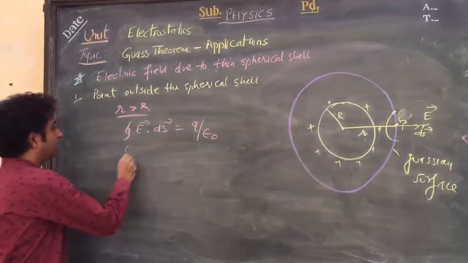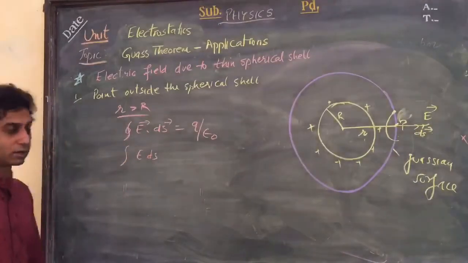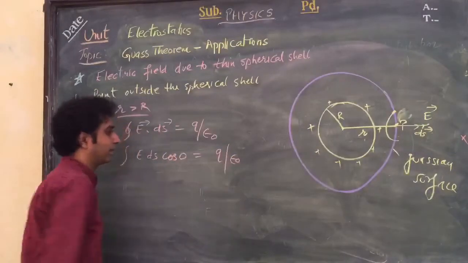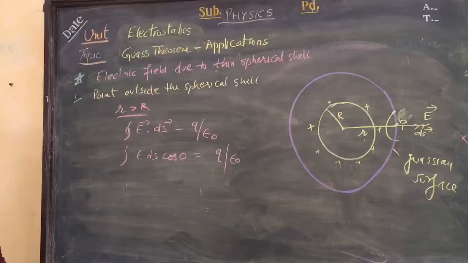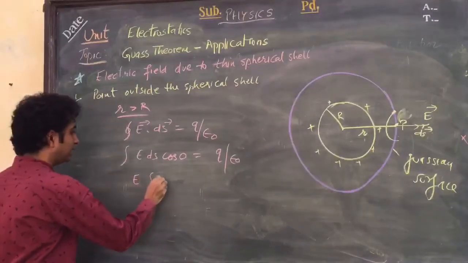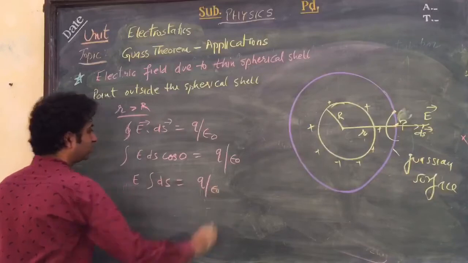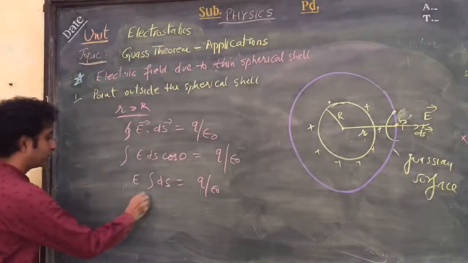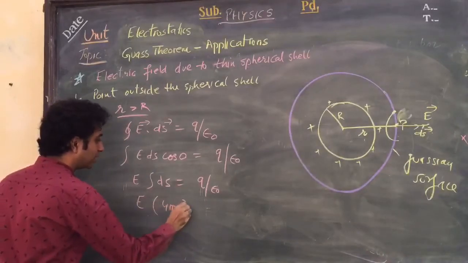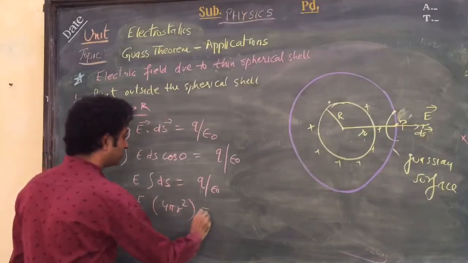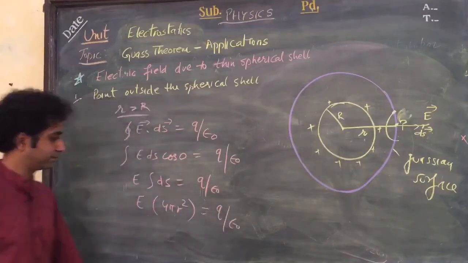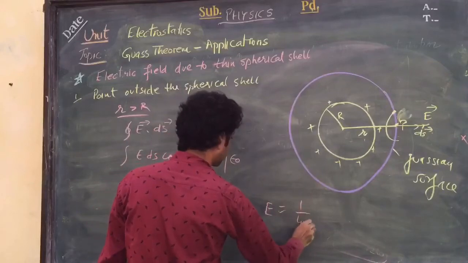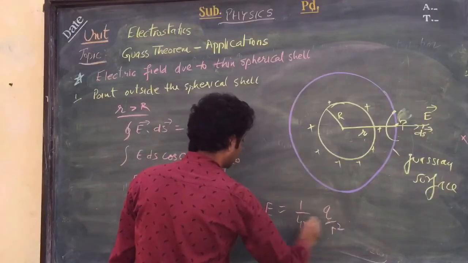If I break the dot product, both are in the same direction, so cos 0 equals 1. We are left with E times the integral of ds equal to q by epsilon naught. The integral of ds is the surface area of the Gaussian surface, that is 4 pi r square, equal to q by epsilon naught. So from here I am left with E equal to 1 by 4 pi epsilon naught, q divided by r square.